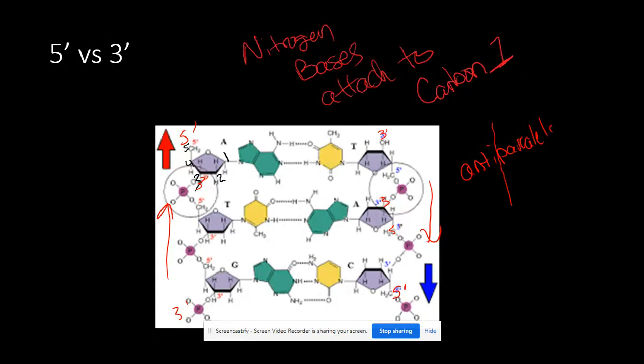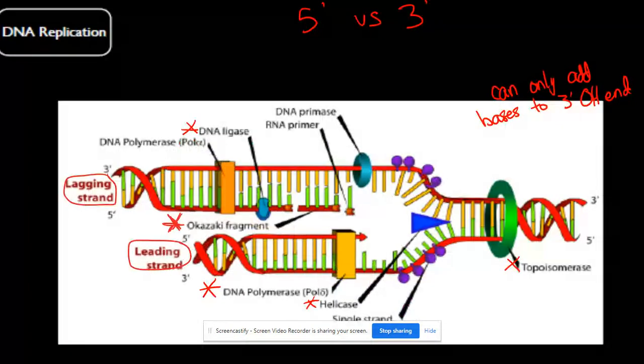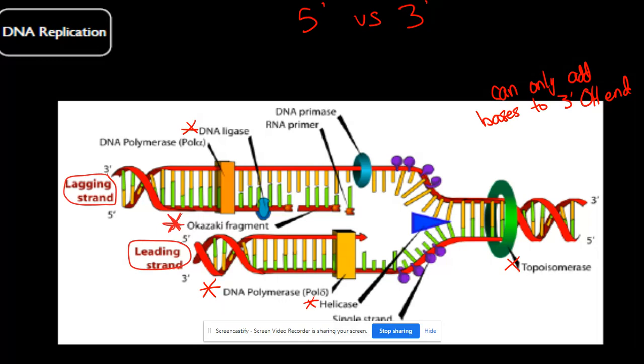Okay, all right. So now here's the tricky part. We're going to talk replication. Okay, and we're going to start today with just a little bit of talk about bigger goals, bigger pictures. So if we're talking about what is replication, what is happening during that process?